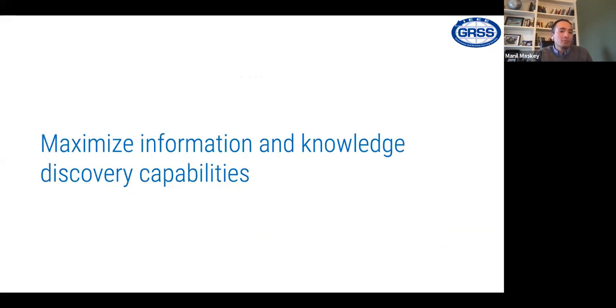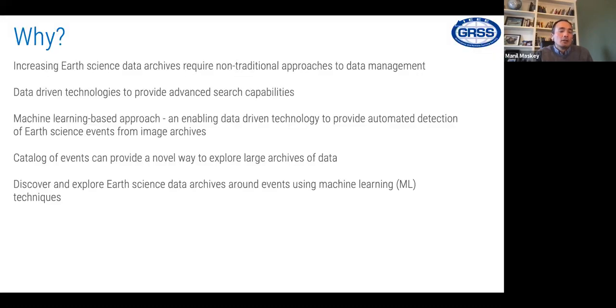So in terms of examples, I'm going to show you very quickly a few examples of how we are incorporating AI. So this one is where we are using AI/ML to maximize information and knowledge discovery capabilities. The reason behind this concept is to take advantage of data-driven technology like AI to provide advanced search capabilities on big data that we have.